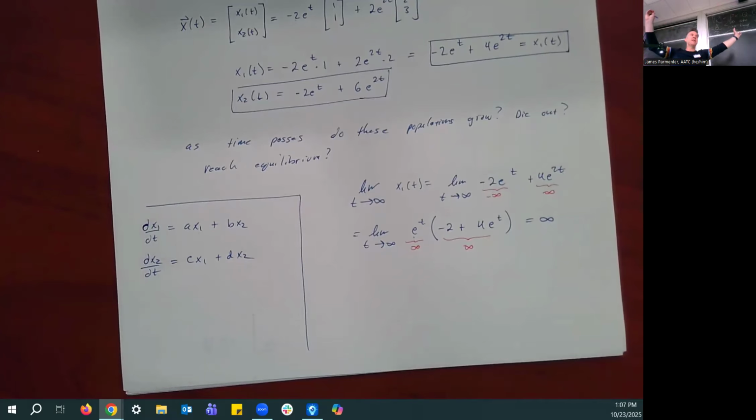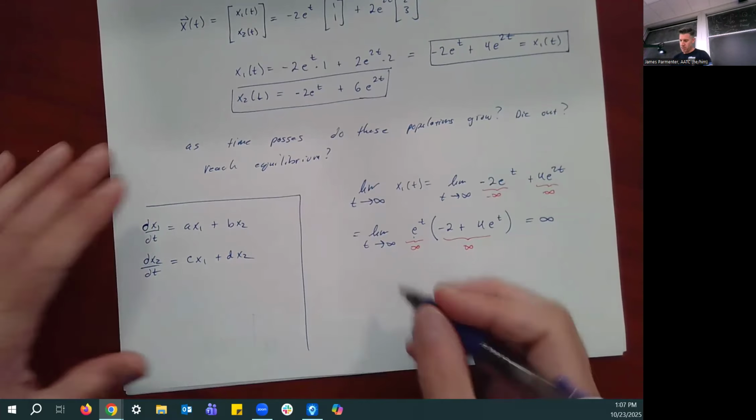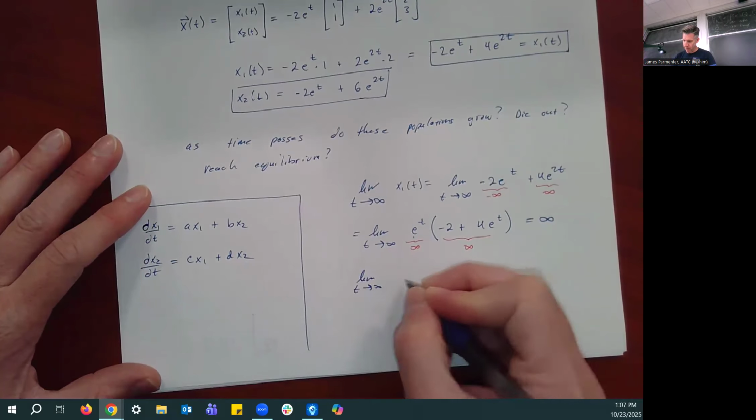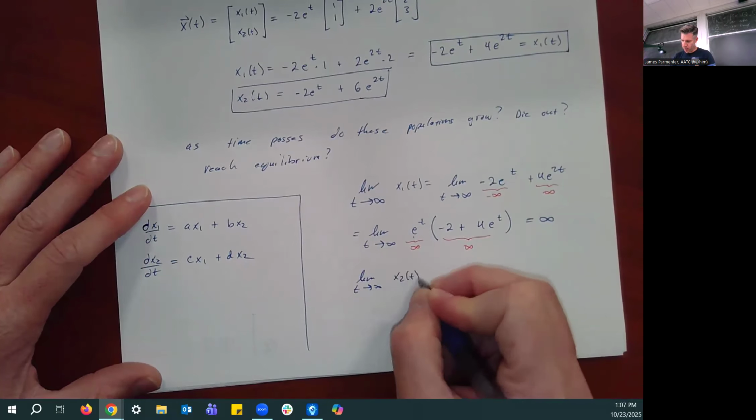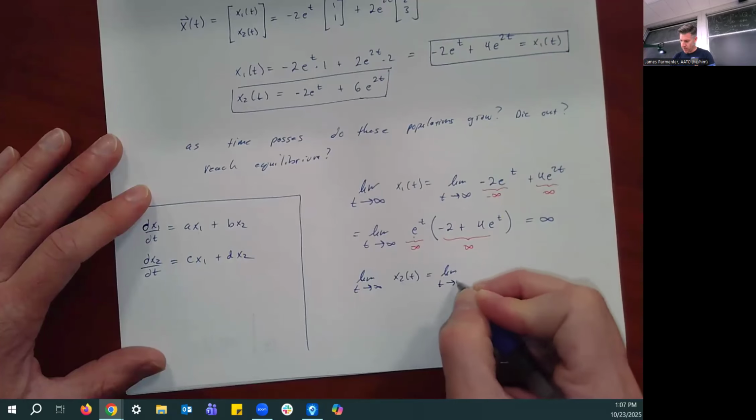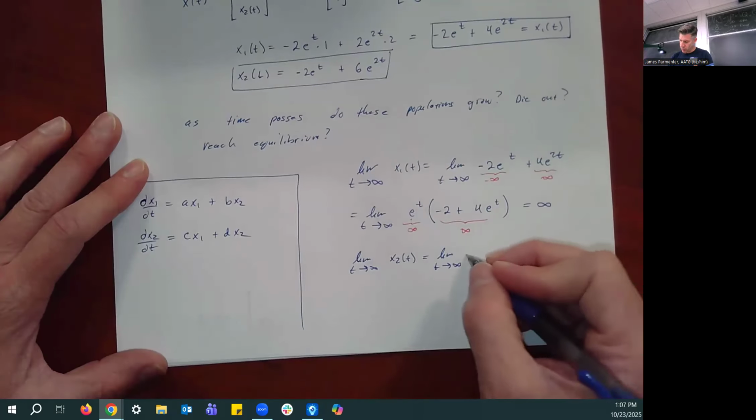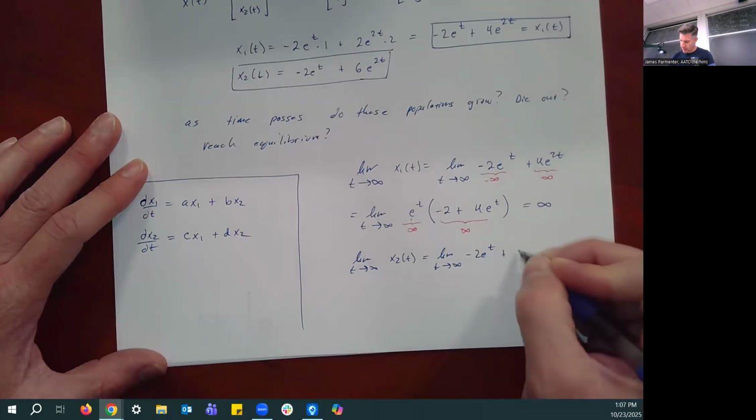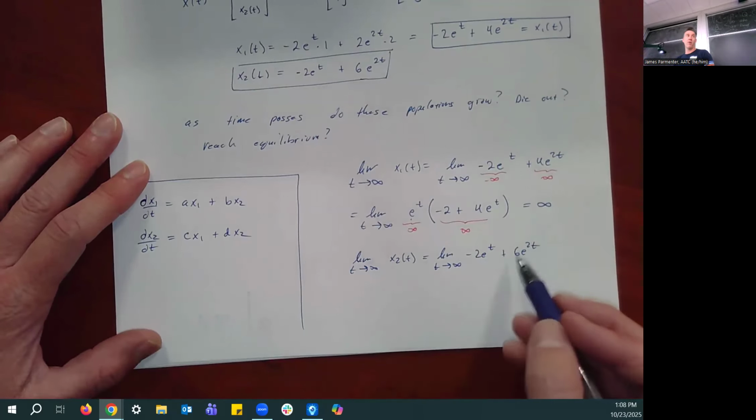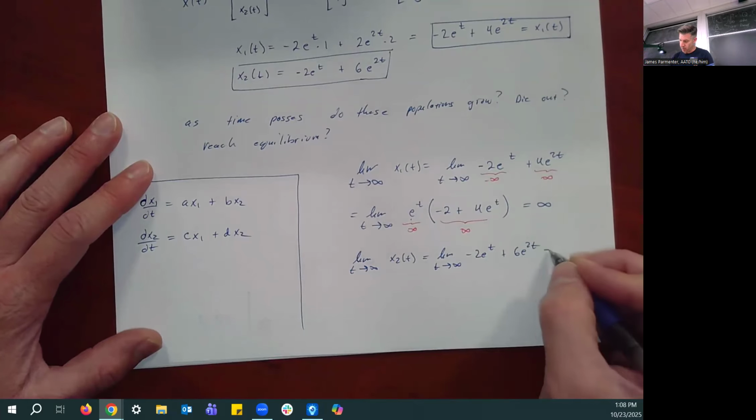Okay, so maybe these models don't take into account a lot of environmental factors, but that's not the point. The point is that over some small amount of time, you can see what's happening. Similarly, if you take the limit as t goes to infinity of x2 of t, the prey, you're going to get a similar result. It's going to be the limit as t goes to infinity of -2 e to the t plus 6 e to the 2t. And again, this e to the 2t is the bigger power, it's going to overcome. So that's going to go to infinity.